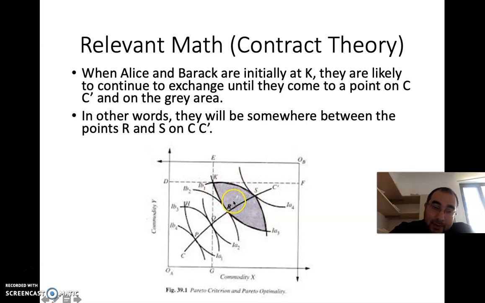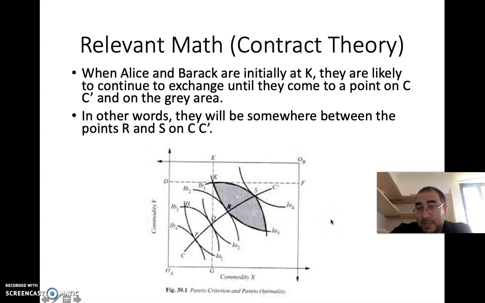Think about any point in the gray area: it is below and on the left side of the indifference curve of Barak, and it's above and on the right side of the indifference curve of Alice. So any point in the gray area will give both Barak and Alice a better utility. So if they make an exchange, that exchange will end up in this gray area where both of them are better off.